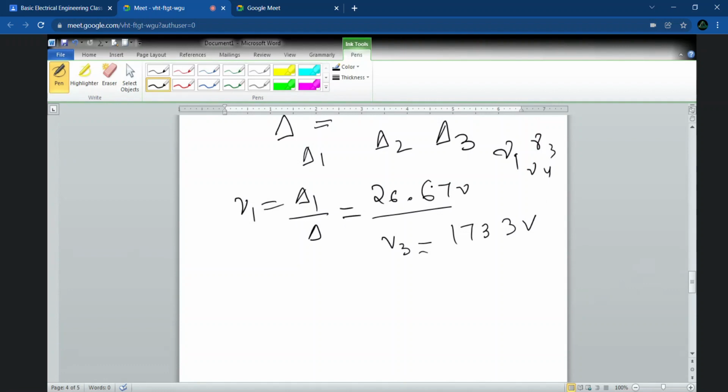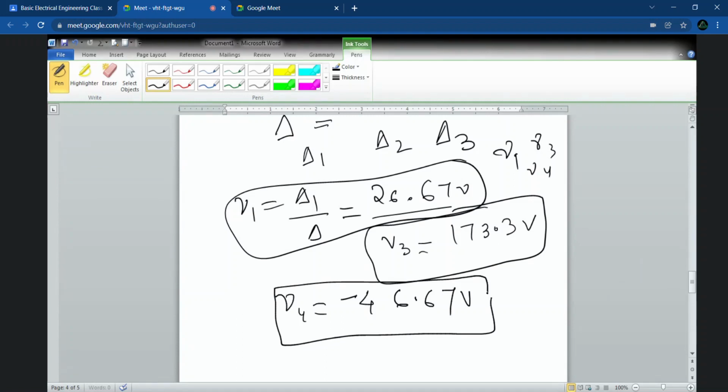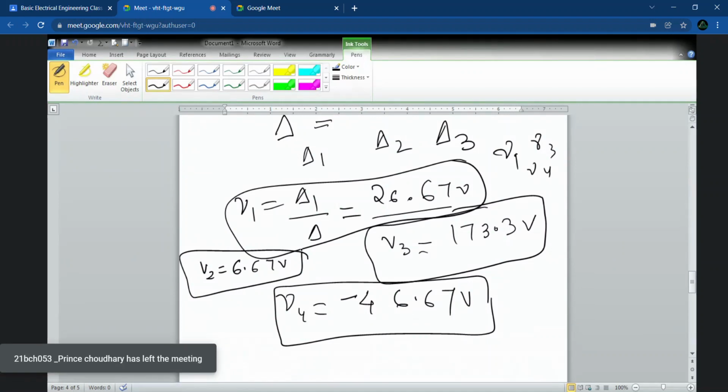V1 has come to 26.6. V3 has come to 173.3 volts. And V4 is, so these are the three values we are getting. Is it clear to everybody now? Yes, ma'am. And V2 you can just calculate. V2 will be equal to V1 minus 20. So it comes out to be 6.67. So I can write V2 also. V2 is equal to 6.67. Okay?